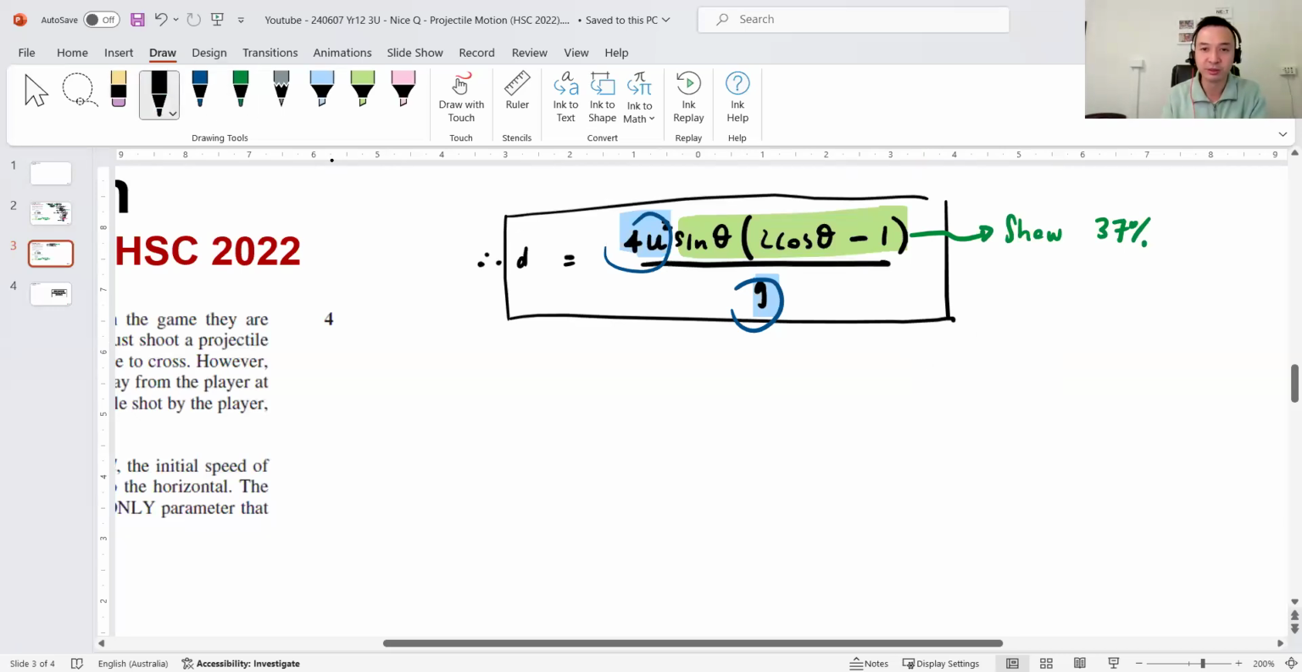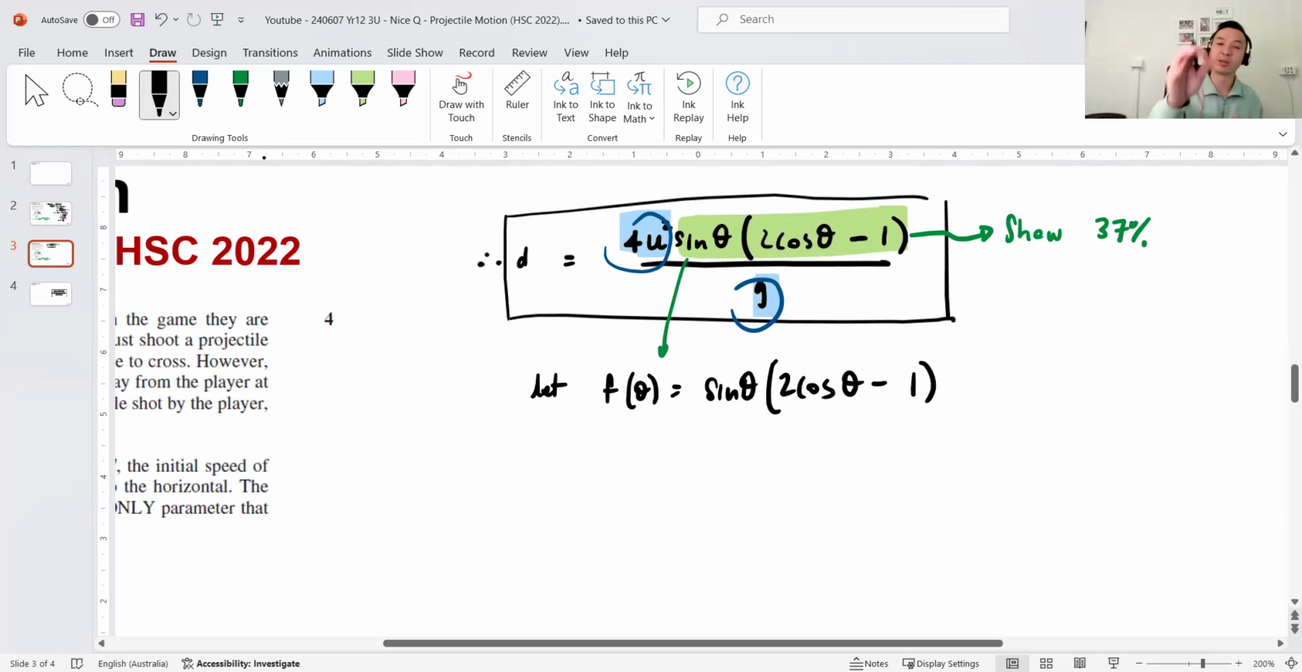So maybe I'll go, let the function equal the green part only. Now, firstly, I need to demonstrate that I'm going to get a maximum value from that. I need the maximum value from that to be 37%. That's what I want, because the question goes, D must be less than that. So I want the green part to be maximum 37%.